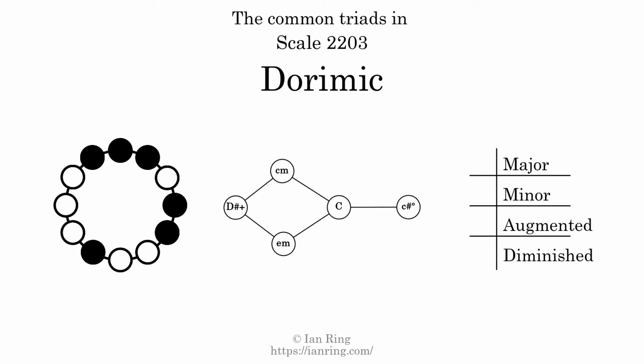The diagram in the center is a graph of parsimonious voice leading between triads. There is one major triad. There are 2 minor triads. There is one augmented triad. There is one diminished triad. Here is a Hamiltonian path of parsimonious voice leading that uses all the triads.